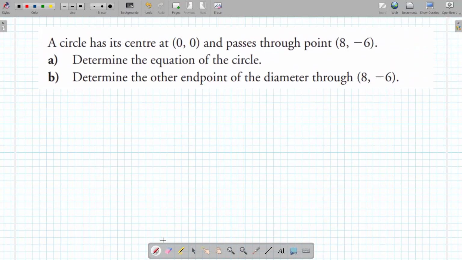So here we have a circle that has its center at the origin, and it says the circle passes through the point 8, negative 6. So let's say it's somewhere here. The circle is going to pass through this point. Determine the equation of the circle.